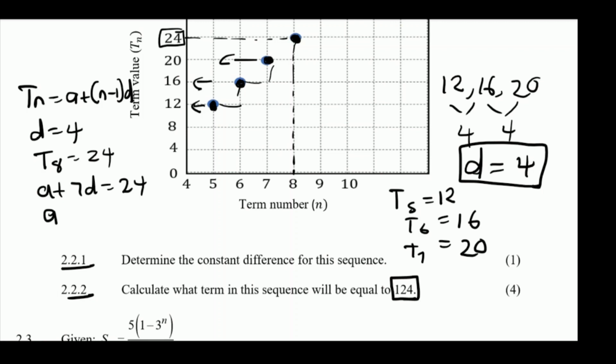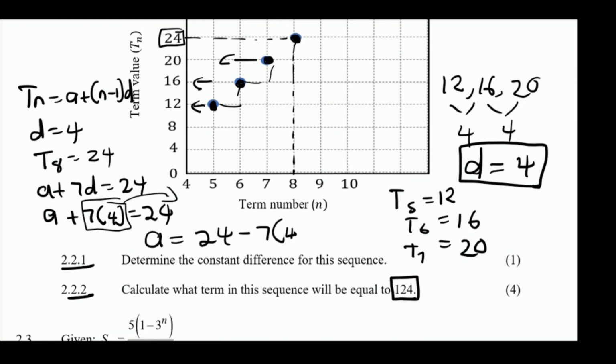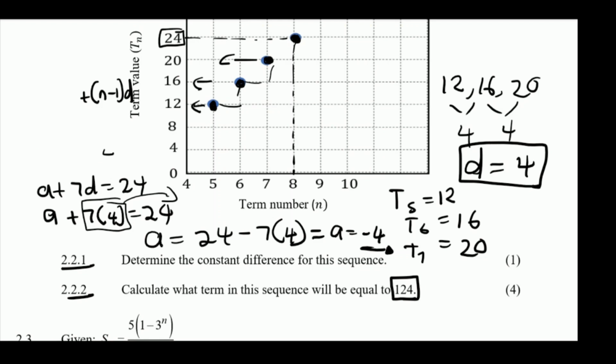And to find the value of a, we're going to say a plus 7, our d is 4, equals 24, and then we transpose this. We transpose this to the other side, we have a is equal to 24 minus 7 multiplied by 4. And then we find the solution of this. And then we find that our a value is equal to minus 4. So this is our solution of a, right? So now that we found our a value, it's going to be simpler for us to answer the question.